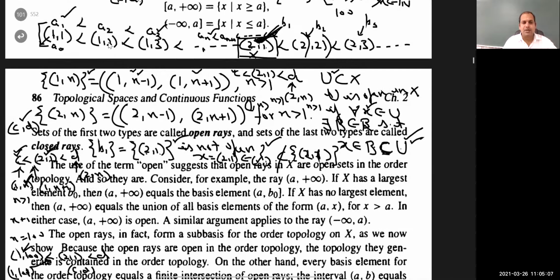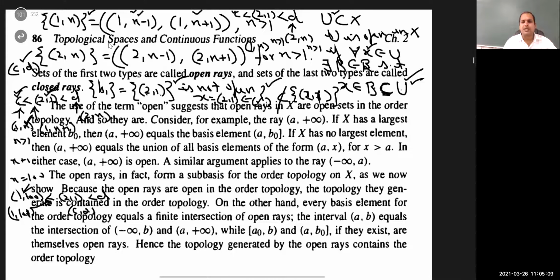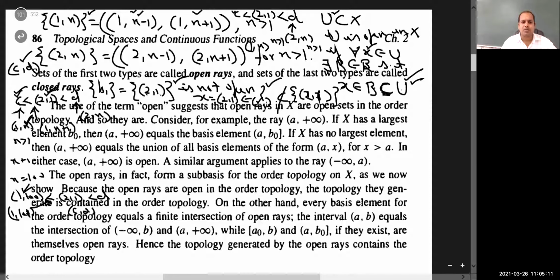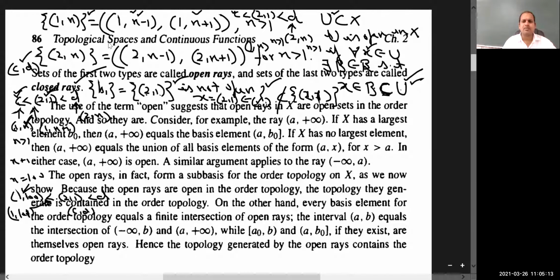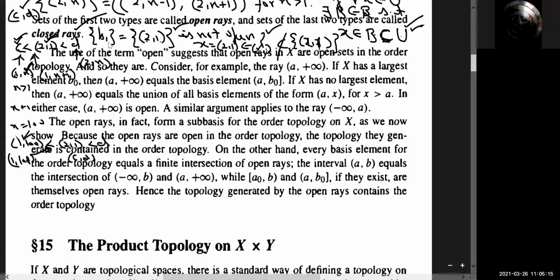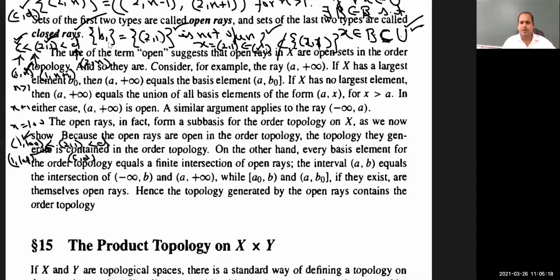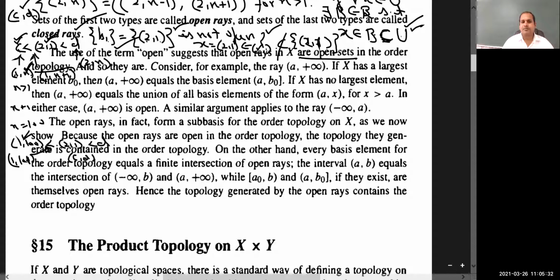So you can see that the sets of the first two types are called open rays and the sets of the last two types are called closed rays. We will use this notation. Just like what we have seen in the case of reals, because the real numbers are also an ordered set. In the same way, but here this is defined on an arbitrary set, these are rays. So the use of the term open suggests that open rays are open sets in the order topology, and so they are. Consider, for example, the ray open interval A to infinity.